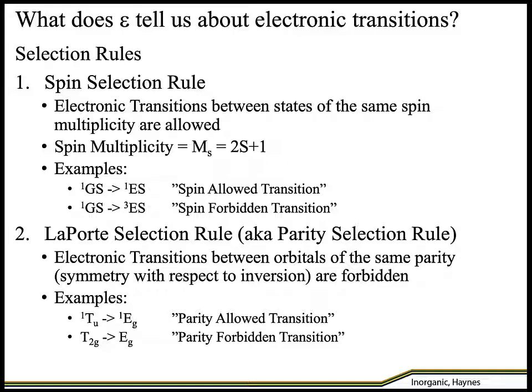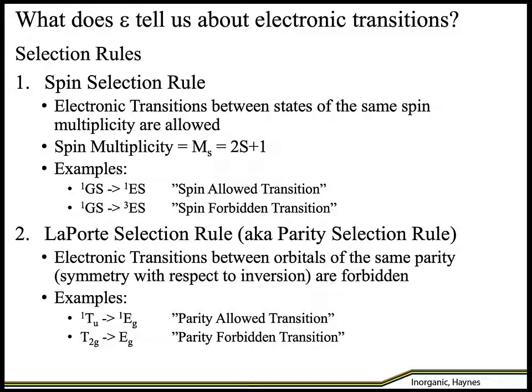Our second selection rule is what we call the Laporte selection rule, also known as the parity selection rule. This states that electronic transitions between orbitals of the same parity, that is, orbitals that have the same symmetry with respect to inversion, are actually forbidden transitions. So if we're looking at an orbital transition that goes from U to G, the subscript label U and G has to do with the symmetry with respect to inversion. If that label changes, it's what's called a parity allowed transition. However, if that label stays the same, it's a parity forbidden transition.